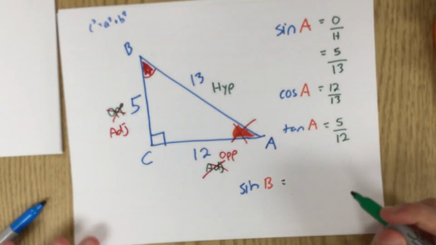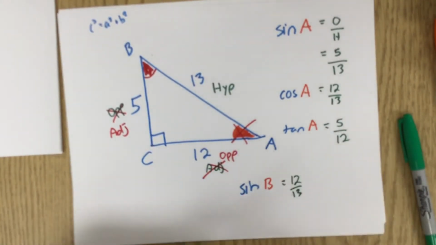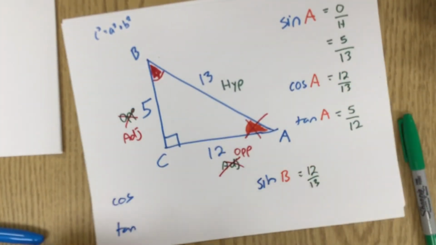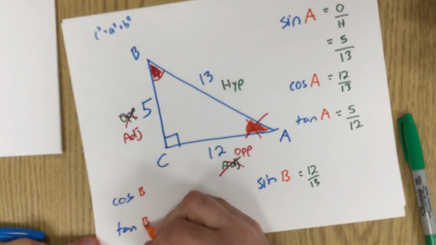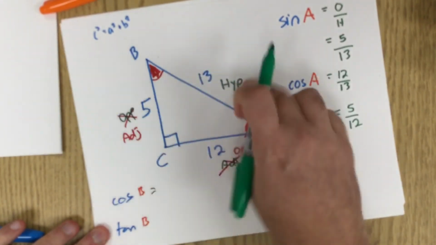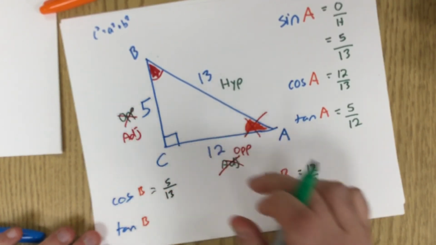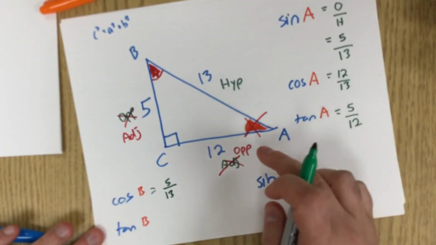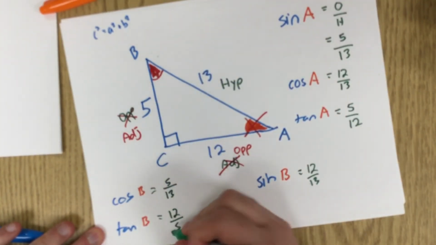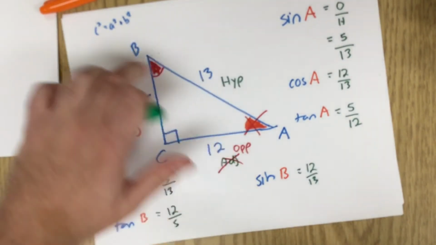So now the sine of B, which is opposite over hypotenuse, is going to be 12 over 13. And then if I want the cos of B and the tangent of B, cosine of B is adjacent over hypotenuse, which is 5 over 13, and the tangent of B is going to be opposite over adjacent, which is 12 over 5. We can't do sine of C because C can never be the chosen angle. It's always going to be one of the other two angles.